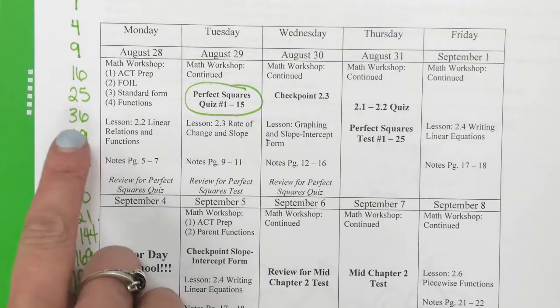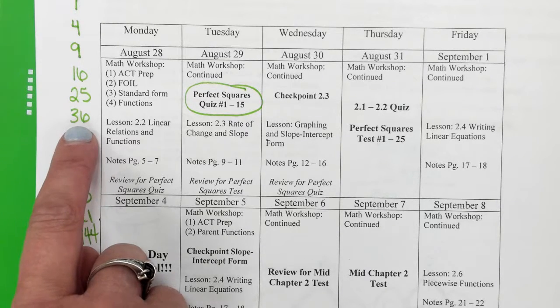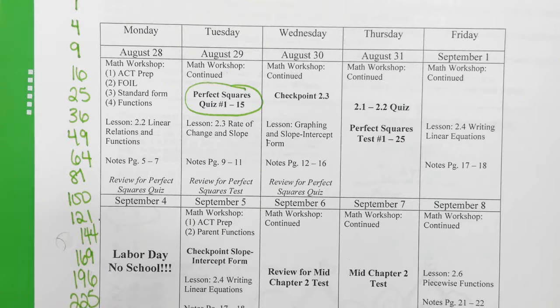All righty. How in the world did you get that 36 is a perfect square? 6 times 6. How in the world did you get that 225 was a perfect square? 15 times 15. Y'all, that make sense? All right. So that's all that's going on tomorrow.